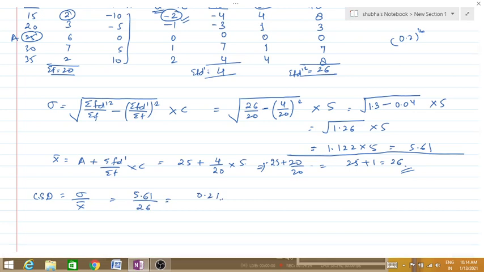Now it depends on you how you calculate. Your solution must be very clear. You must know how to divide, how to take square root.